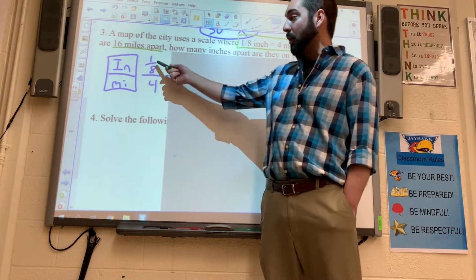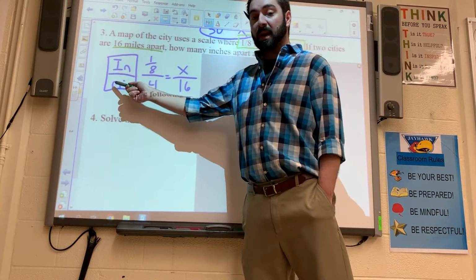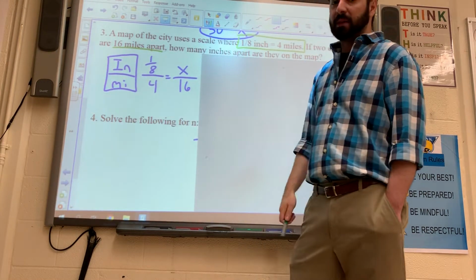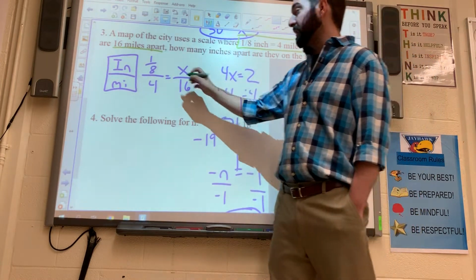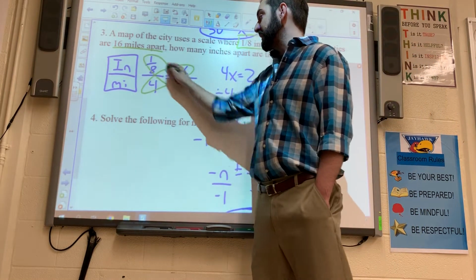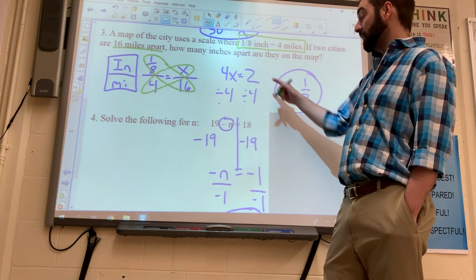So again, starting off with the ticket, comparing my units, inches to miles, setting up my given ratio, which is my scale, 1/8 to 4. Then plugging in 16 miles in the bottom because that's where my miles are, and I don't know how many inches that would be, so that's what I'm solving for. Cross multiply, 4 times x, 4x, 1/8 times 16, and the calculator is going to say 2. 2 divided by 4, 1/2.